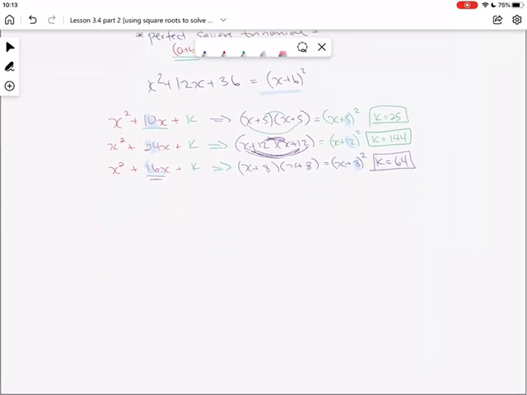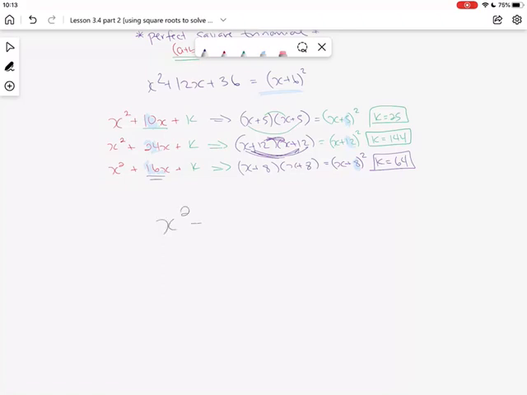So if I give you an example that looks like this, and I ask, what is this missing number going to be? It's pretty quick to figure out, as long as I know that I just need half of 18. Well, half of 18 will be 9. That means I'm going to have x plus 9 all squared.